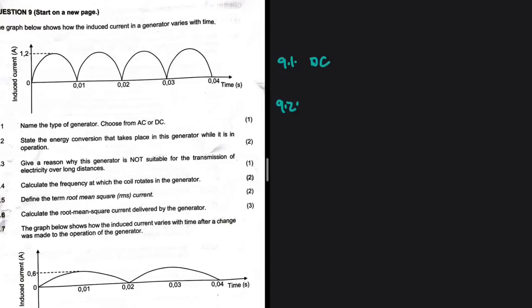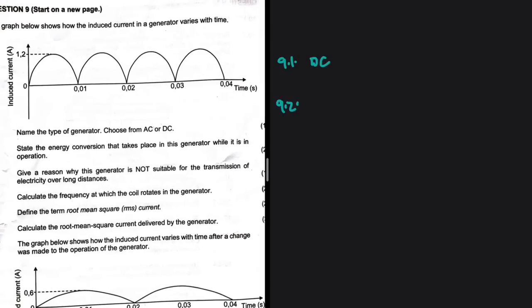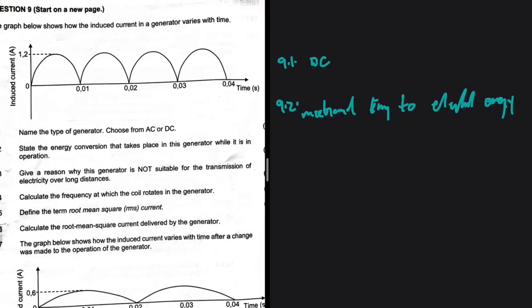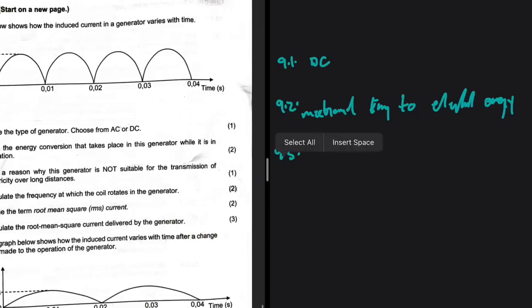Let's take a look at 9.2. State the energy conversion that takes place in this generator while it is in operation. So all generators, right? We have mechanical energy to electrical energy, right? That is what generators do. If it was a motor, it would be electrical energy to mechanical. But because it is a generator, we have mechanical to electrical. We are generating electrical energy through mechanical and sometimes chemical.